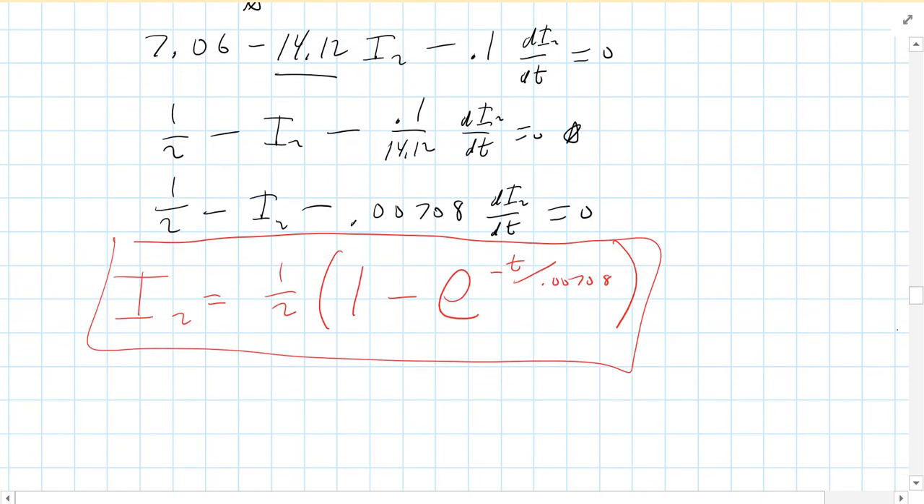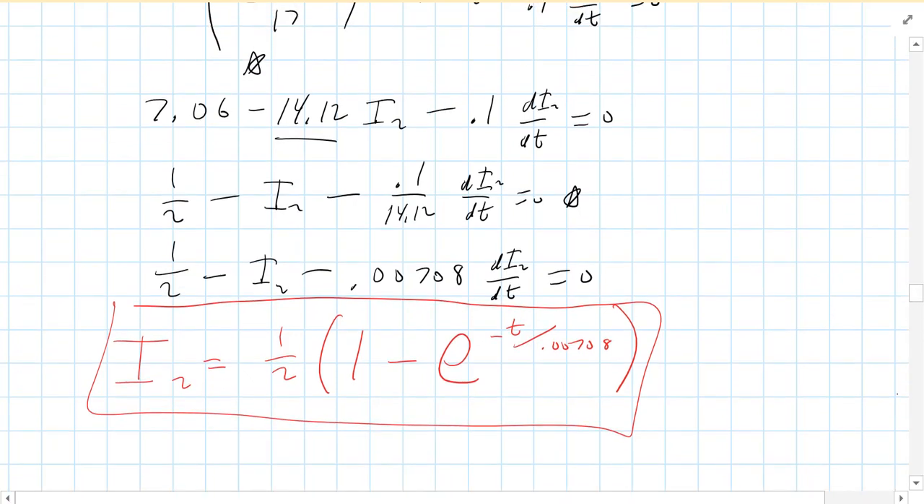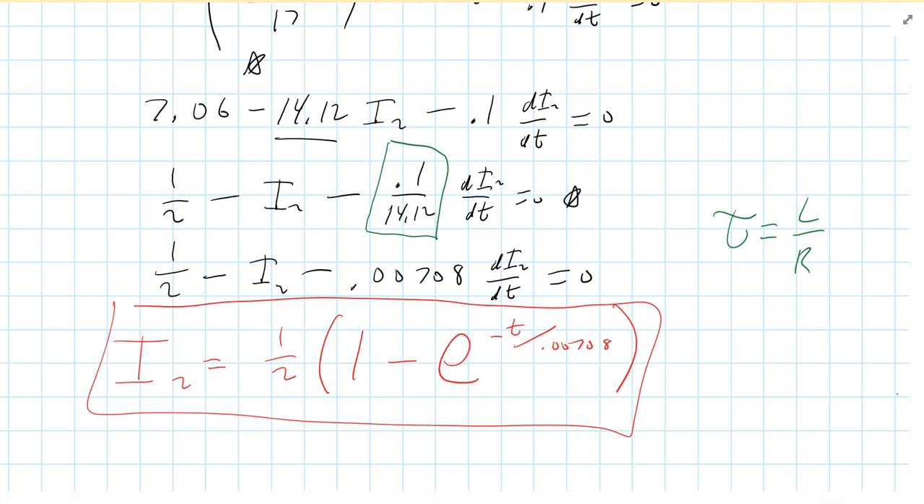this 0.00708 actually comes from somewhere, okay? And here is another super shortcut. Notice that it is equal to 0.1 divided by 14.12. Well, 0.1 is L, right? Now we know that tau should be L over R. Well, okay, L is 0.1, and 14.12, what is that? What R is that?